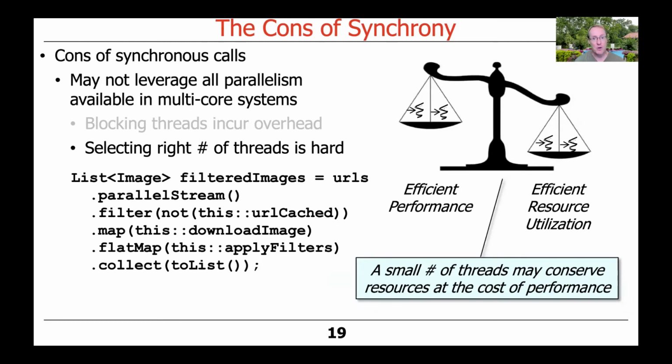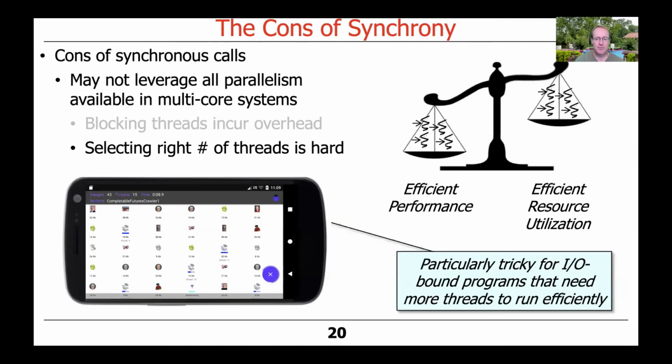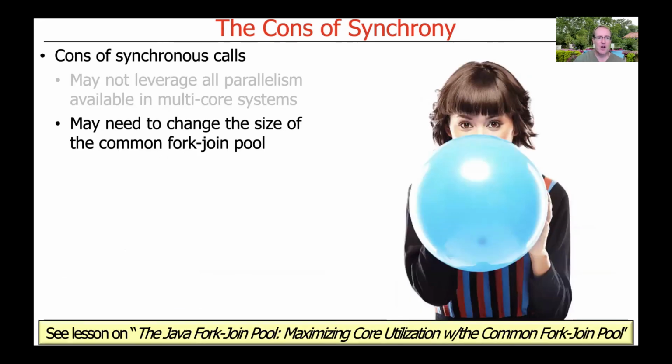Conversely, if you have a very few number of threads, you can have more efficient resource utilization, but your program may run slower. So trying to figure out the right number of threads is tricky, especially for I/O-bound operations that really need to use more threads in order to run most efficiently. So as a consequence, you may need to play some tricks to change the size of the common fork join pool. And we kind of talked about how you could do that.